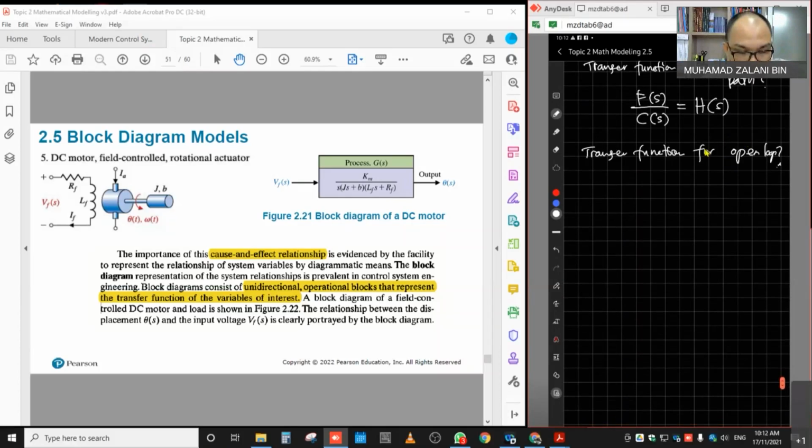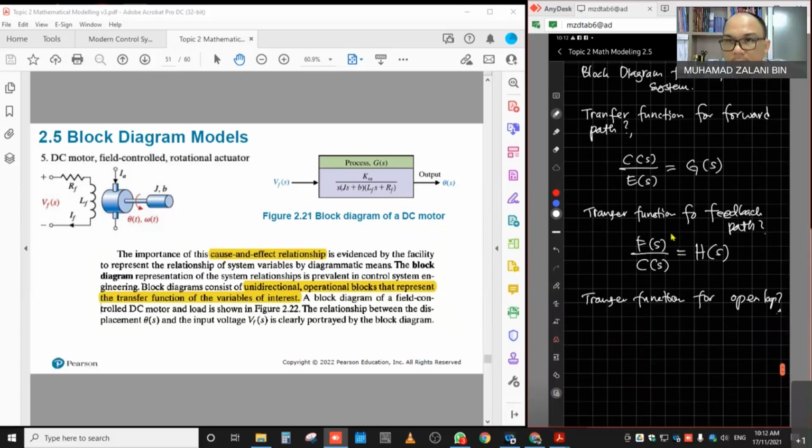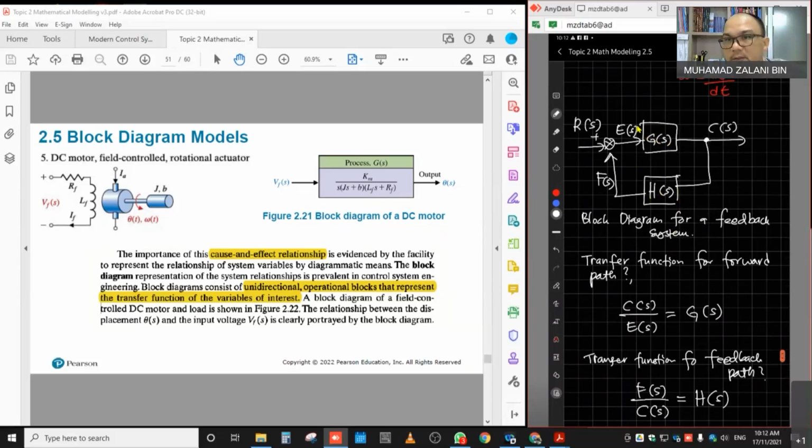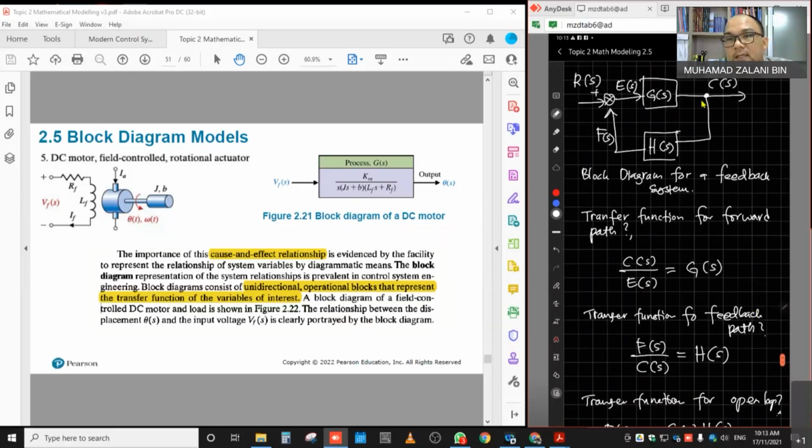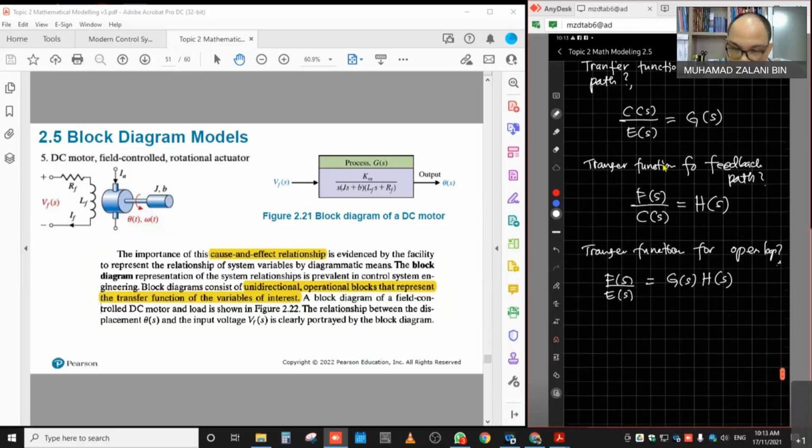Meaning that we want to combine these two transfer functions so that it becomes open loop. So this example is a feedback system, which is the closed loop system. So we want to transfer this to an open loop system. So what is the transfer function for the open loop system? For that particular case, it is Fs divided by Es equals GS and HS. That means we combine GS and HS to become an open loop.